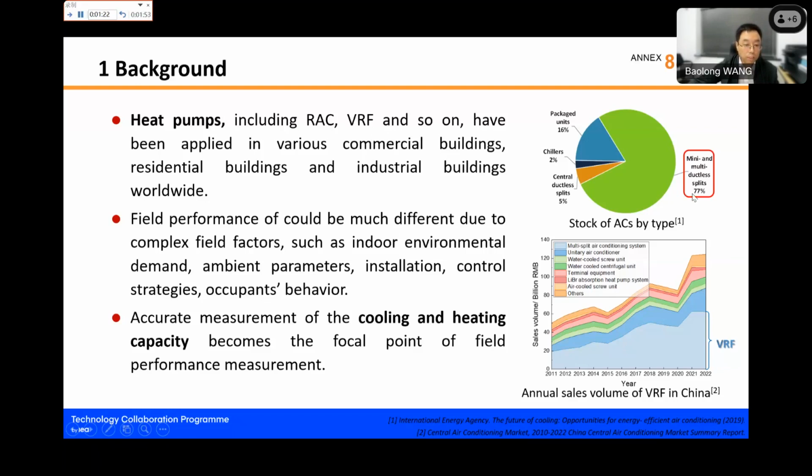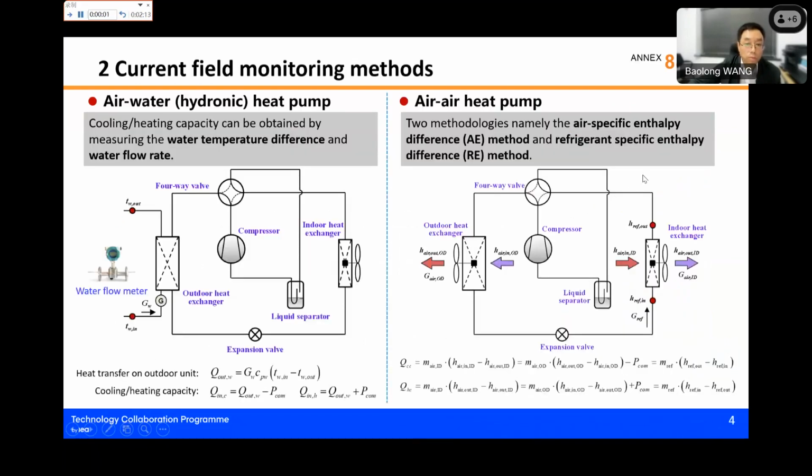So the accurate measurement of the cooling and heating capacity, COP or EER, is very important, because we need to design the system to make the system have a very good real field performance. So when we try to monitor the heat pump in the field, we can see that the methods can be divided into 2 groups. One group is for the hydronic heat pump, which means that it can be an air-water heat pump or a water-air heat pump.